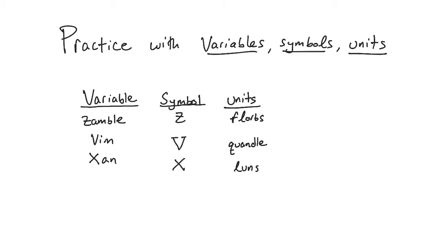So Zamble has the symbol Z and has units florbs. The variable Vim has the symbol capital V and has the units quandle. And variable Zan has the symbol capital X and has units luns.